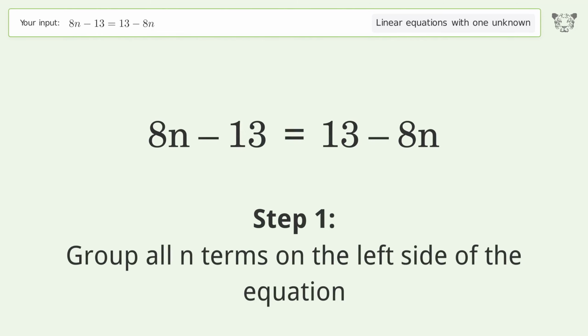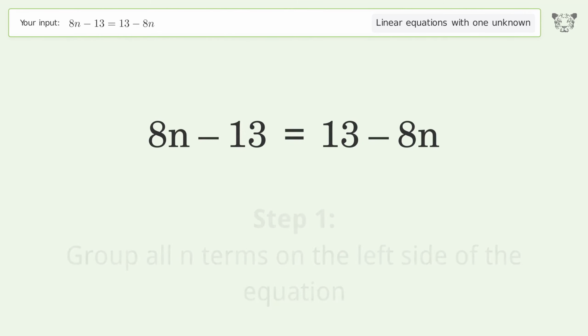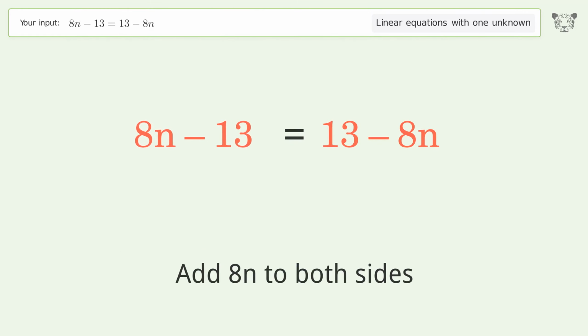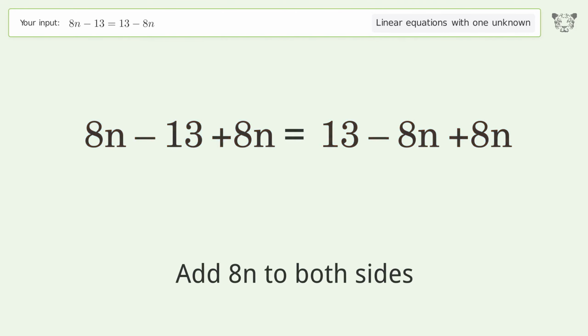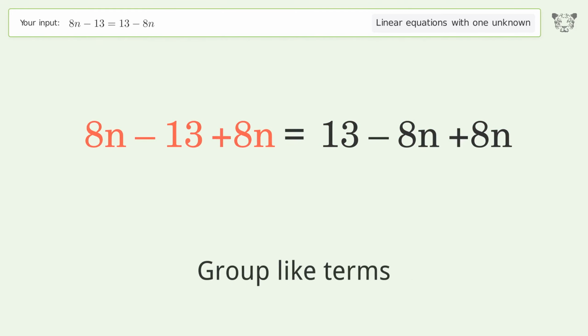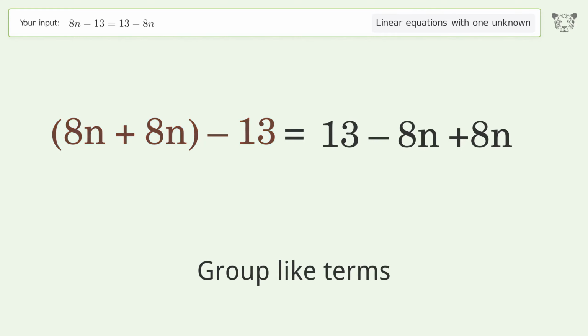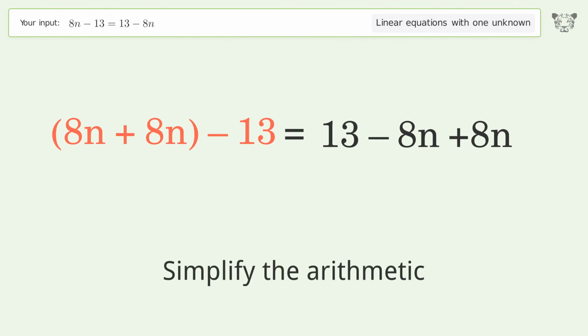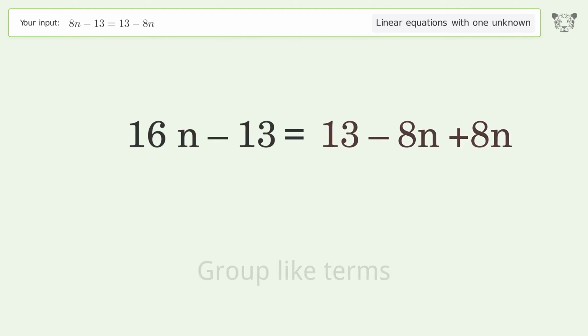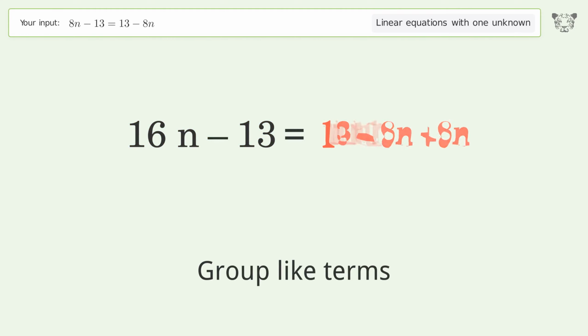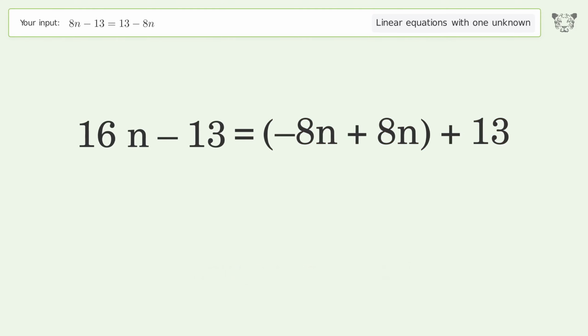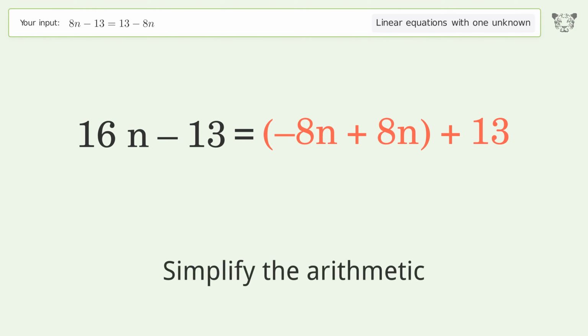Group all n terms on the left side of the equation. Add 8n to both sides. Group like terms. Simplify the arithmetic. Group like terms. Simplify the arithmetic.